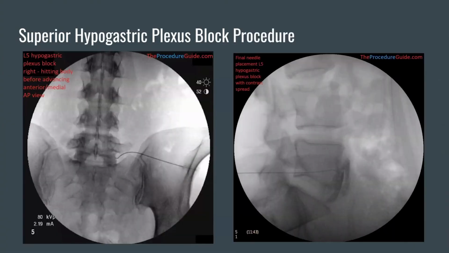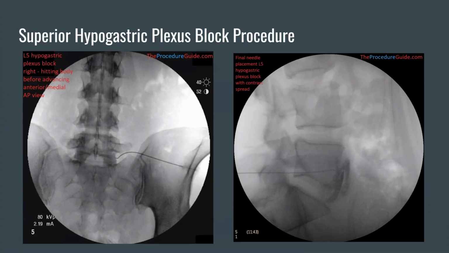So this procedure is typically done bilaterally. The patient is positioned prone and a Scotty dog view is obtained. Further oblique rotation can be used, similar to the celiac plexus block, but in this one, we're limited by the presence of the iliac crest, which can sometimes block that trajectory.